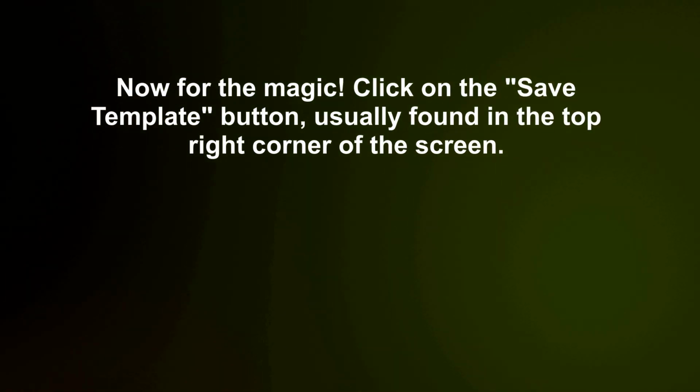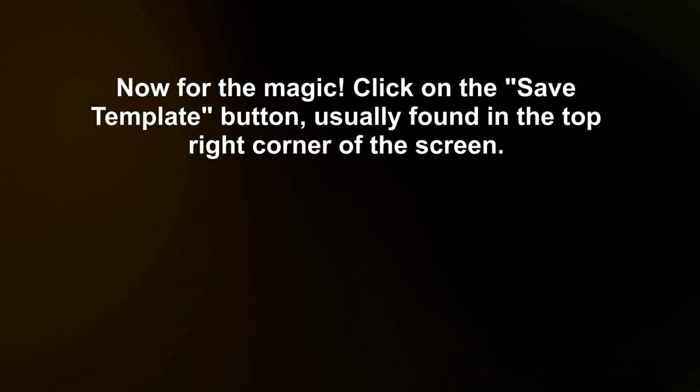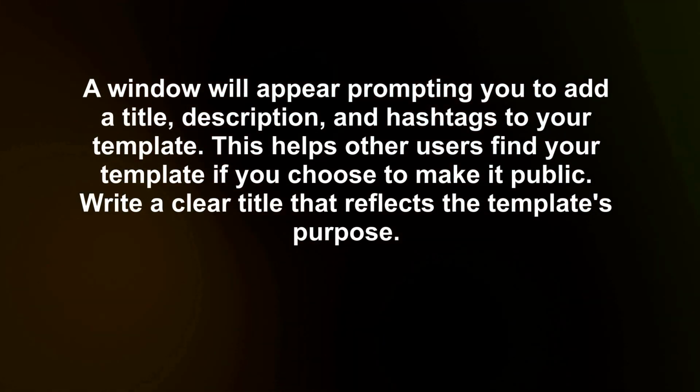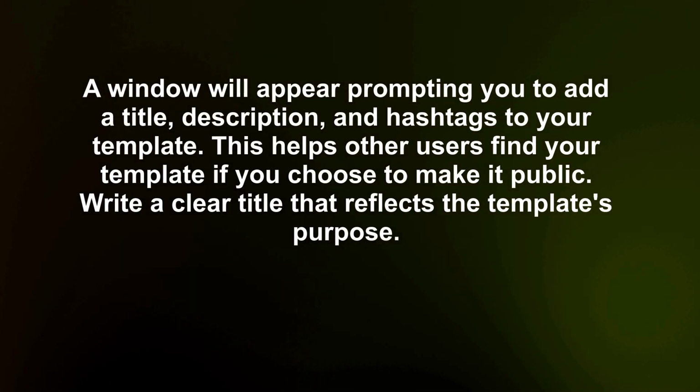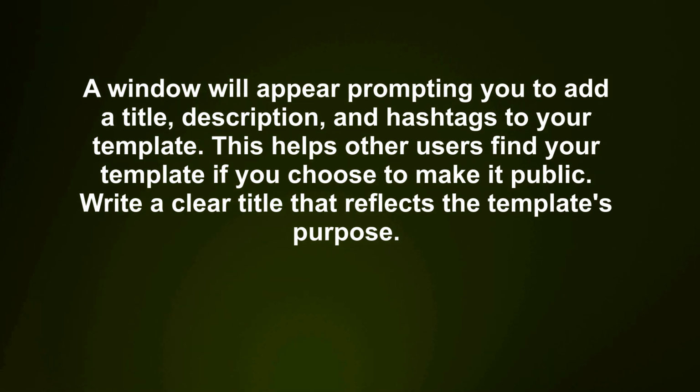Now for the magic, click on the Save Template button, usually found in the top right corner of the screen. A window will appear prompting you to add a title, description, and hashtags to your template. This helps other users find your template if you choose to make it public.